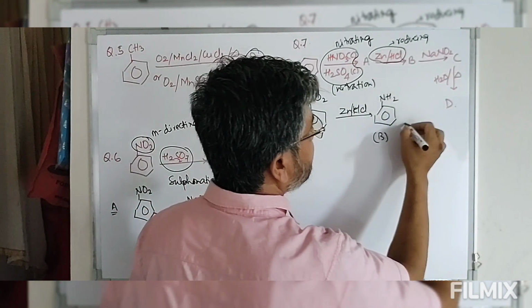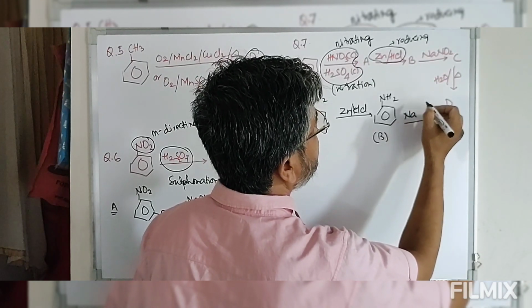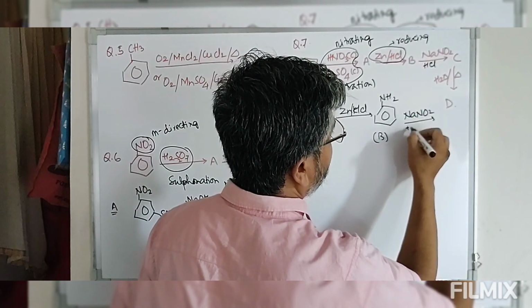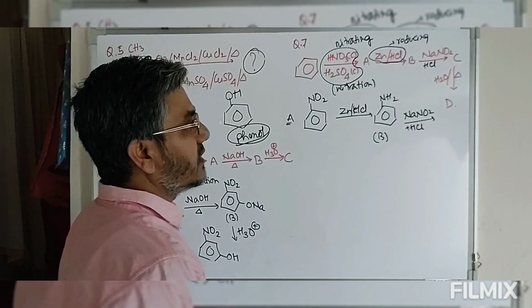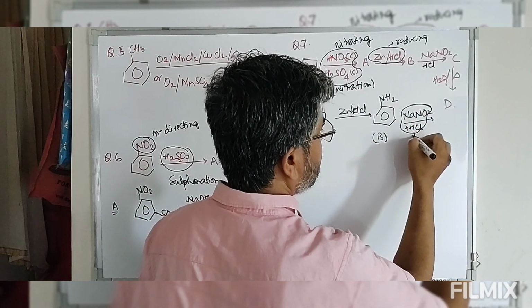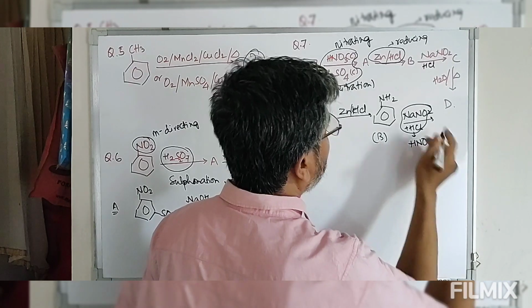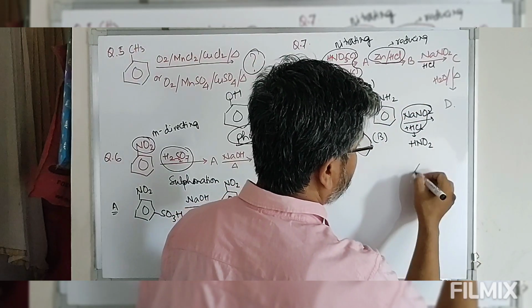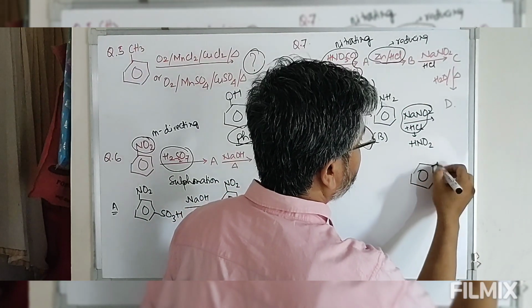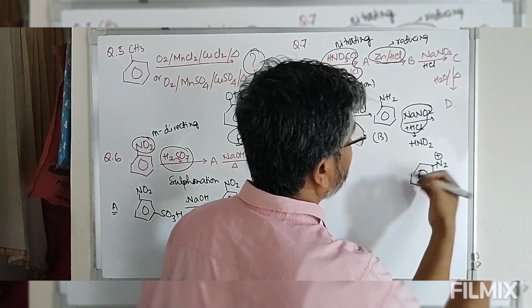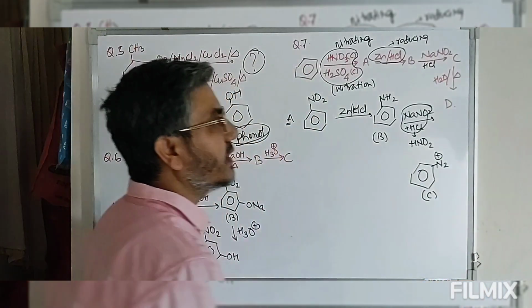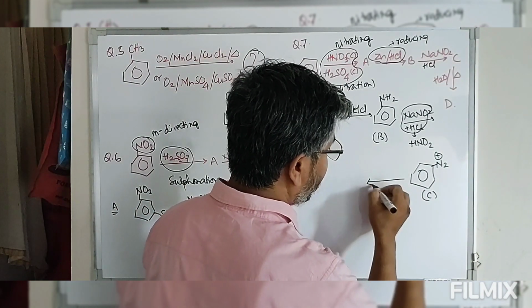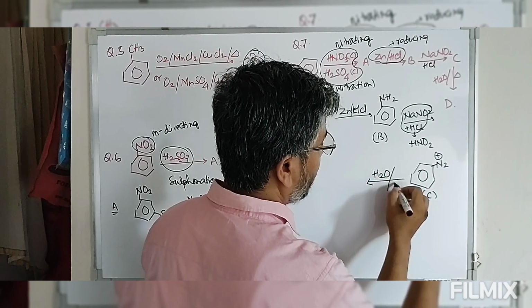Now aniline reacts with sodium nitrite and HCl. So a mixture of sodium nitrite and HCl. This mixture produces nitrous acid. So aniline reaction with nitrous acid, this NH2 group is converted into diazonium ion, benzene diazonium ion. So the compound C is benzene diazonium ion. So benzene diazonium ion which on reaction with steam, that is H2O followed by heating.